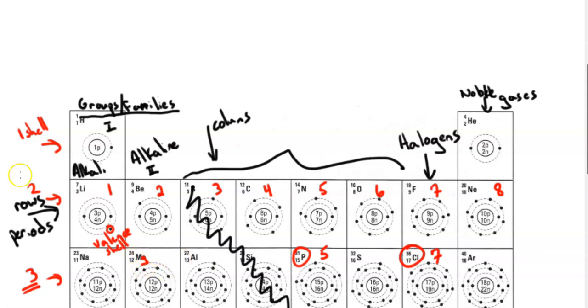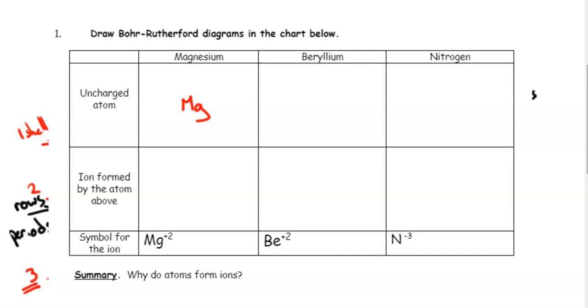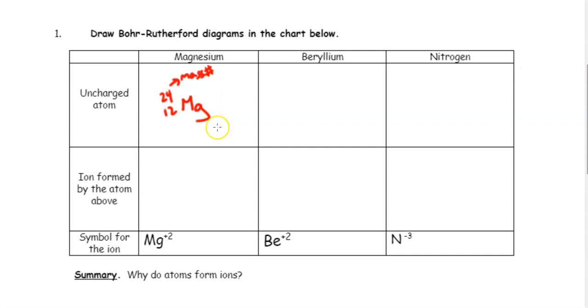Okay, 24 and 12. So how many? Wait, what's 24 and 12? The bigger number is what? Neutrons? No, it's your mass number. You don't write the number of neutrons on your periodic table. You have to figure them out. And this is your atomic number. Atomic number.